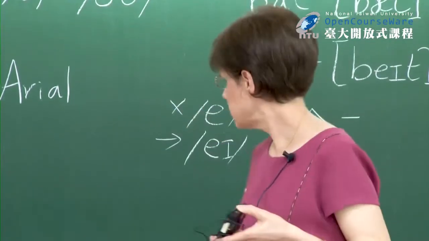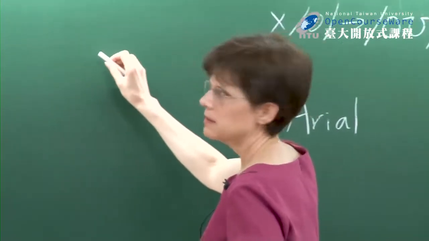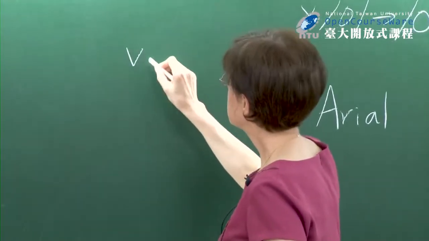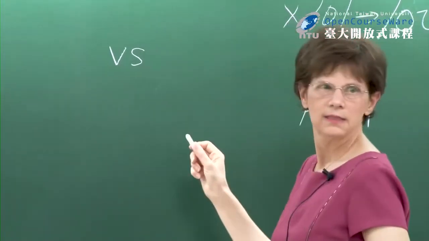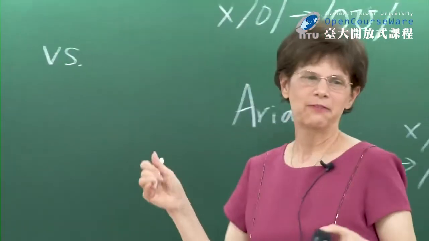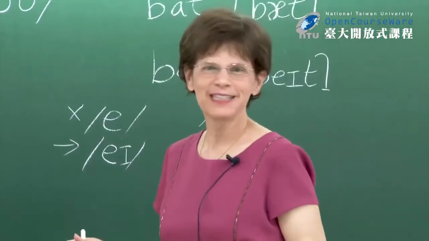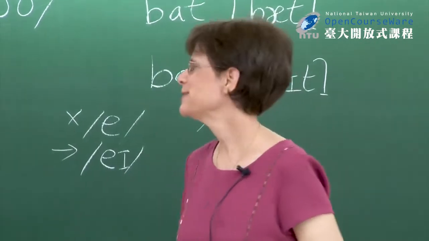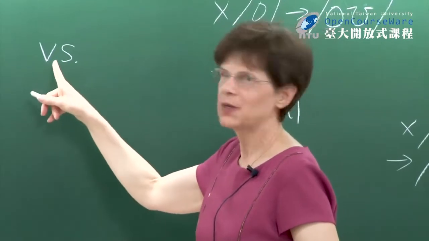And how do we write verses? How do we write it? V. Where does the dot go? Very good. Oh, I love my former freshman English students. It really makes a difference. You guys, you're blessed. All right. So, V, S, period. Don't put the period in between.